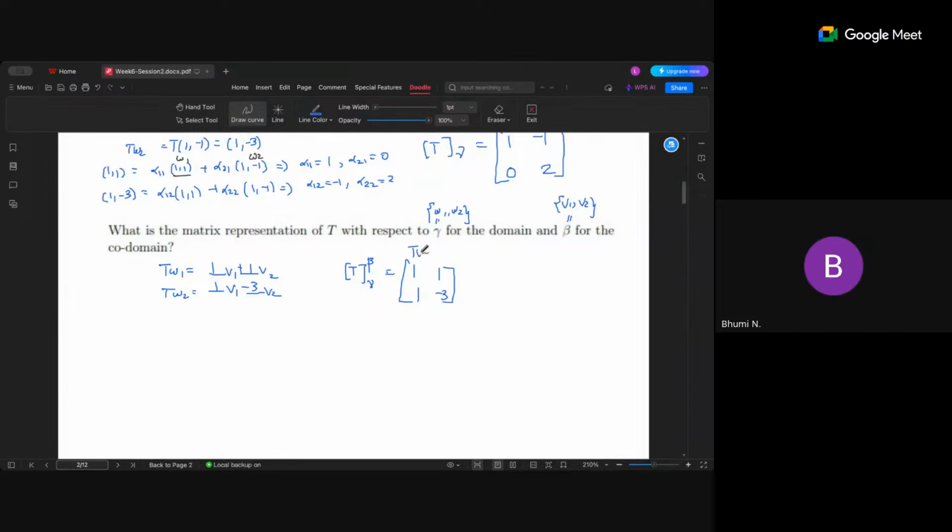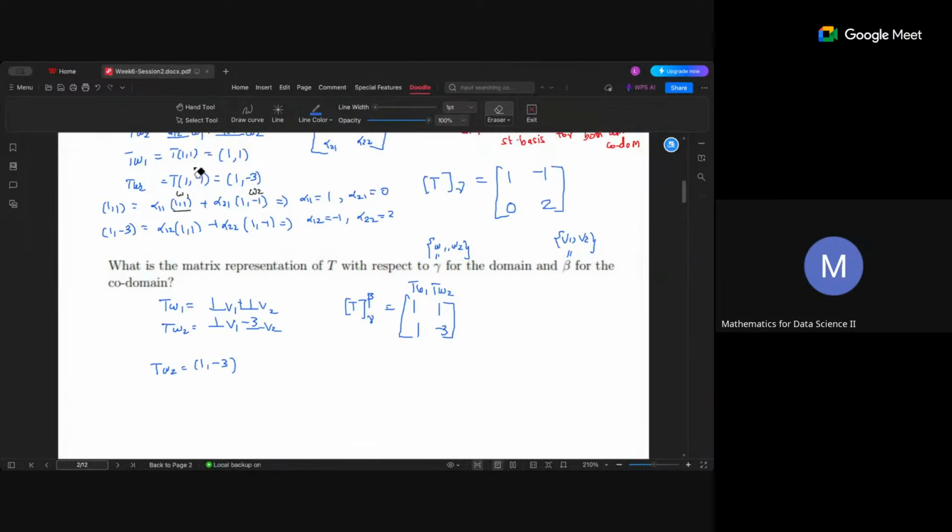Ma'am, could you please explain the minus 3 part? First of all, what is TW2? We have already computed TW2, which is 1 comma minus 3. Right? Ma'am, could you explain this problem? See, it's very straightforward. TW1 is 1 comma 1, and in terms of the standard basis, that is 1V1 plus 1V2. So the first column is 1, 1.